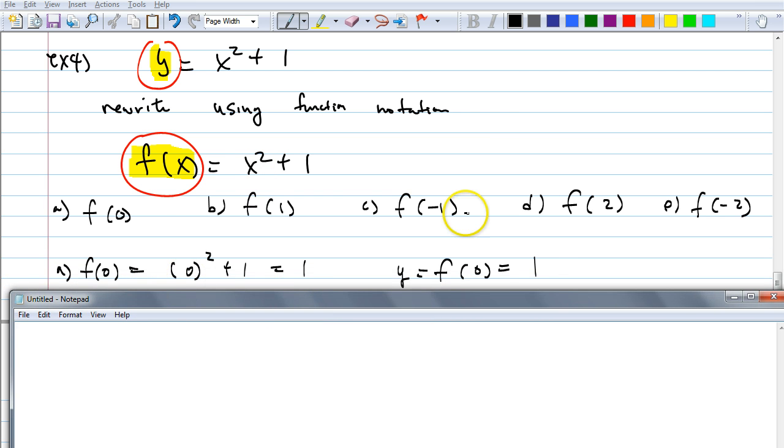So here's the work. When I'm plugging in x equals 0, I get 1. I wrote down y equals because that's the value of y, isn't that right? Do you guys understand? Okay. Can you do the rest now? Go ahead, do the rest.